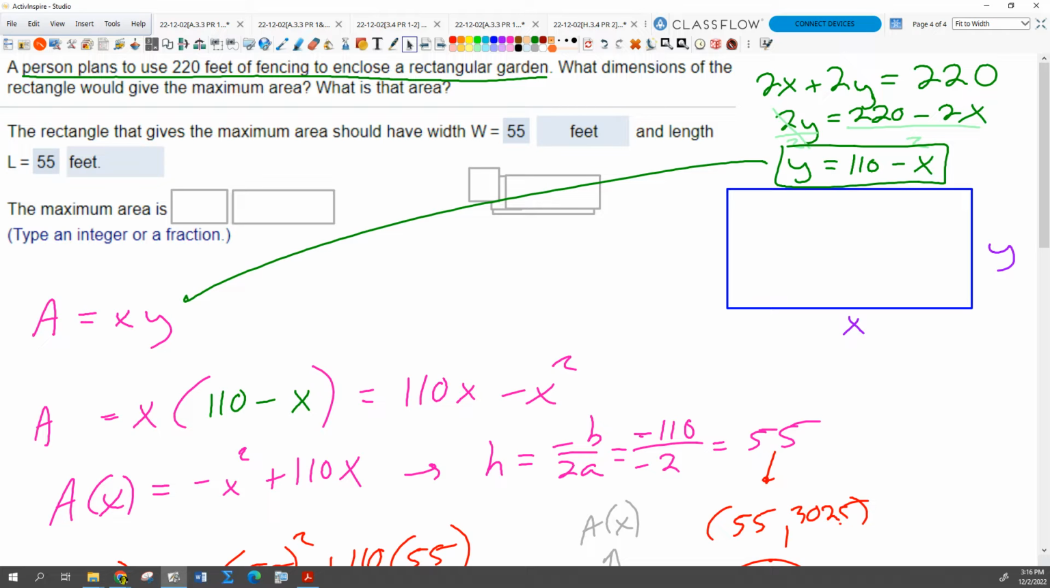So you could have probably told me that. If I gave you a certain amount of fencing and said enclose the most area you can, what shape would you make? You'd make a square, wouldn't you? That's going to be the most efficient way to enclose area. And so the maximum area is, there's our 3,025. What are the units going to be? Feet squared or square feet. Okay. Same difference.